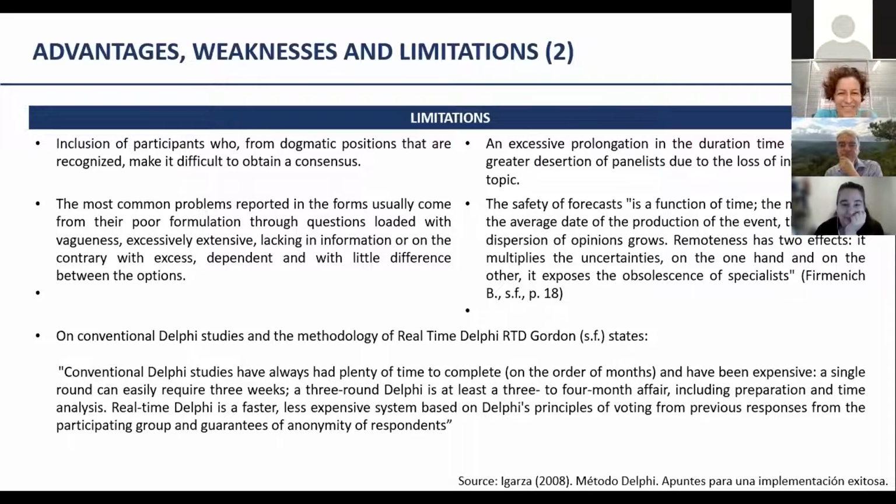Conventional Delphi studies have always required plenty of time and funds, and have been expensive. A single round can easily require 3 weeks, and a three-round Delphi is at least a 3 to 4 month effort, including preparation and analysis. Real-time Delphi is a faster, less expensive system based on Delphi principles of voting from previous responses of the participating group, with guaranteed anonymity of response. I think these lines sum up what I'm trying to say in my English.